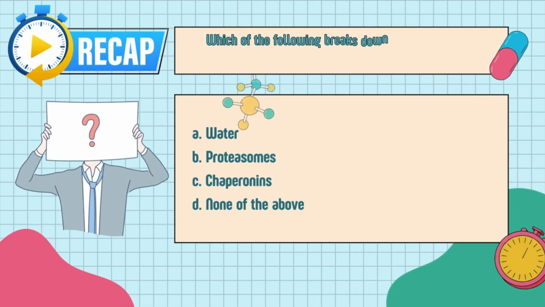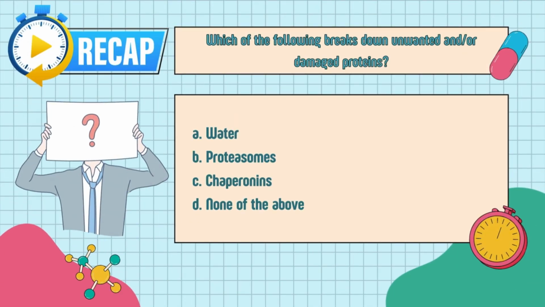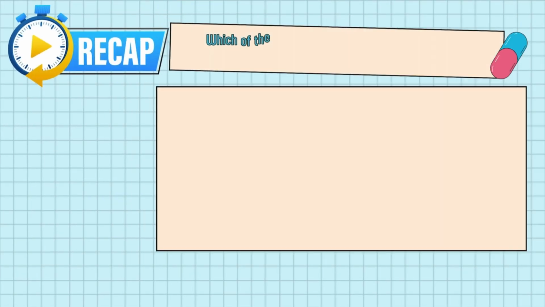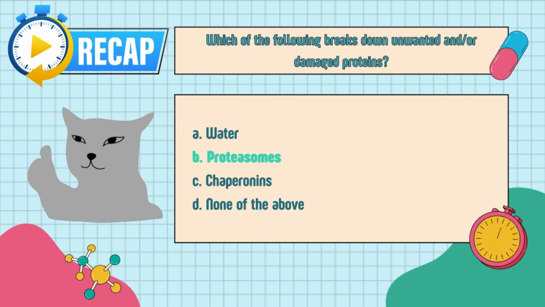Now for our last checkpoint, which of the following breaks down unwanted and/or damaged proteins? A. Water, B. Proteasomes, C. Chaperonins, or D. None of the above. The answer is B. Proteasomes.